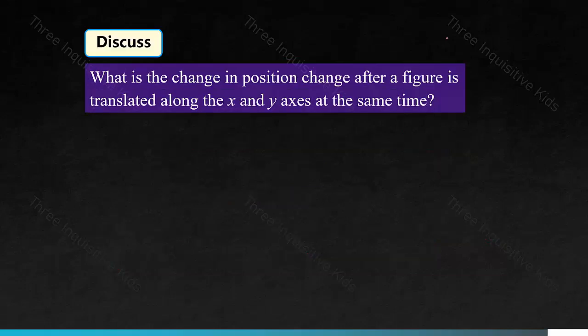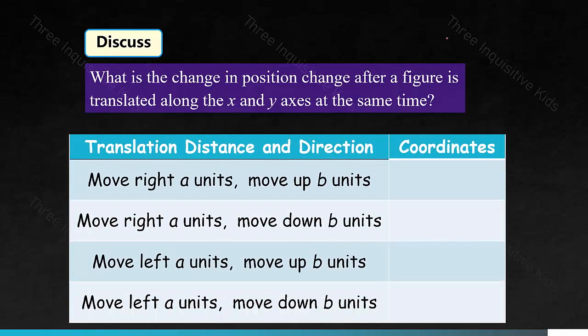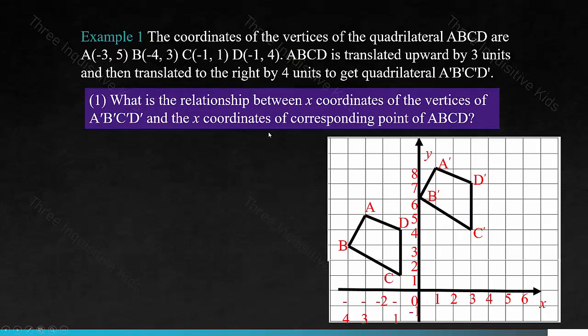What is the change in position after a figure is translated along the x and y axes at the same time? When you move right a units and move up b units, it would be expressed as (x + a, y + b). When you move right a units and move down b units, it's (x + a, y - b). When you move left a units and move up b units, it's (x - a, y + b), and so on. You get the idea.